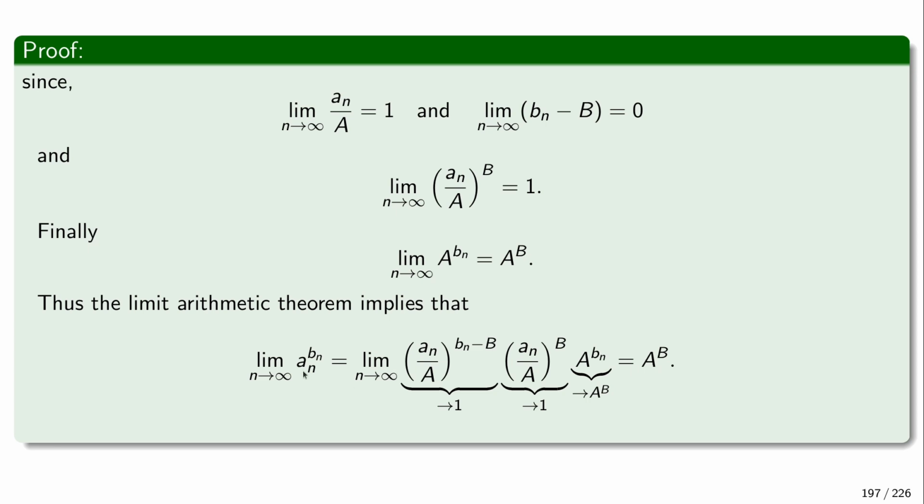And basically, it's really satisfying that if an converges to a and bn converges to b, then an to the power of bn converges to a to the power of b, right? Very nice. This is the main result. This is like the highlight of this whole hard technical lecture, and now we can use this result.